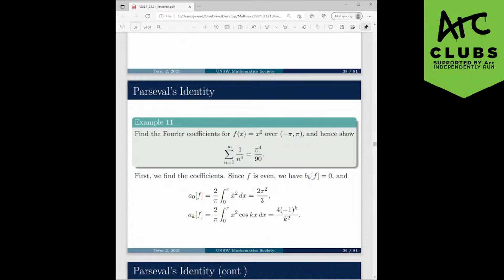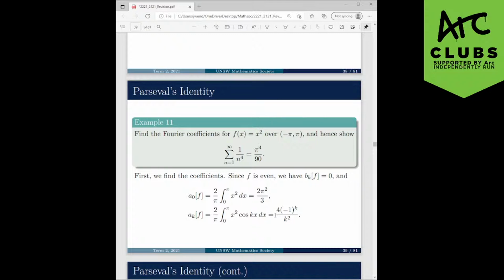So A0 is found by integrating the f, and AK is found by integrating f multiplied by cosine k pi x on L. But the L is pi. So that's where that pi disappeared off to. L is pi just because here it's defined over negative pi to pi. So 2 pi periodic, your L is pi.